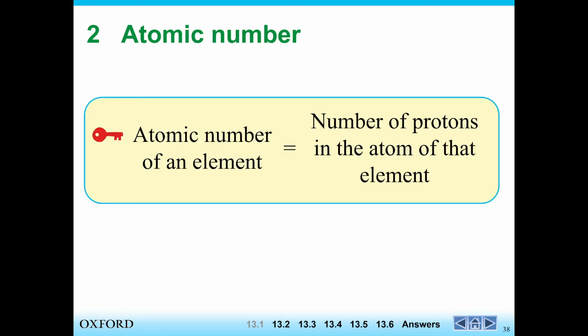So the atomic number of an element is equal to the number of protons in that element, or the number of electrons in an atom of that particular element.